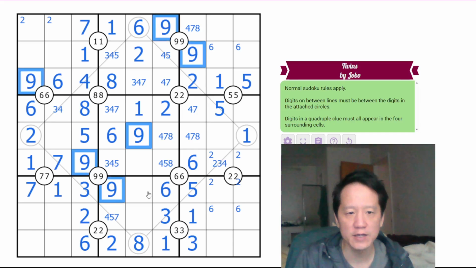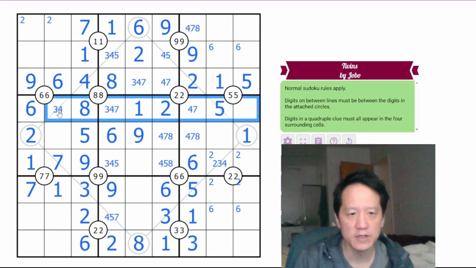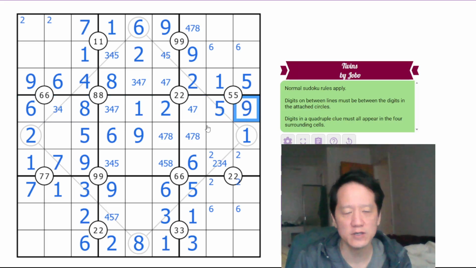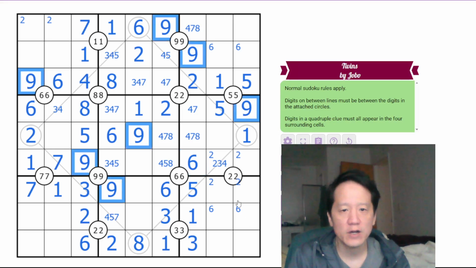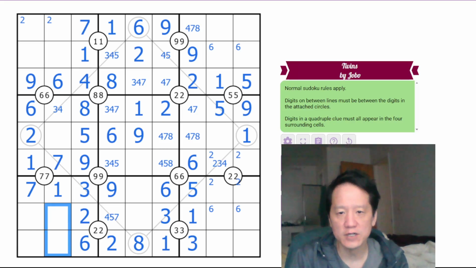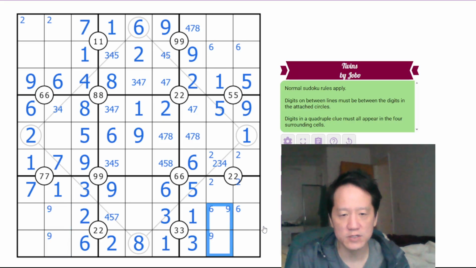The 9s... Okay, so where is the 9 in row 4? It has to be here, because we don't have another place for it. Where... Okay, so one of these two is a 9 then, and one of these two is a 9.